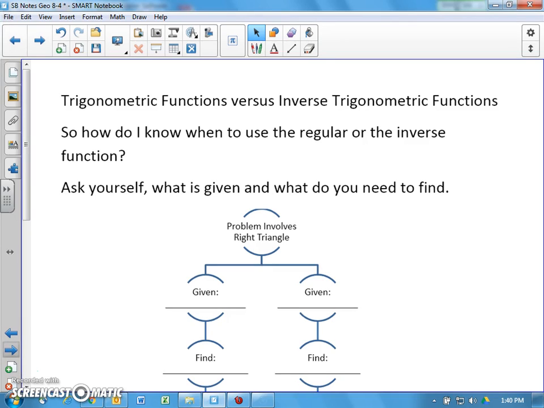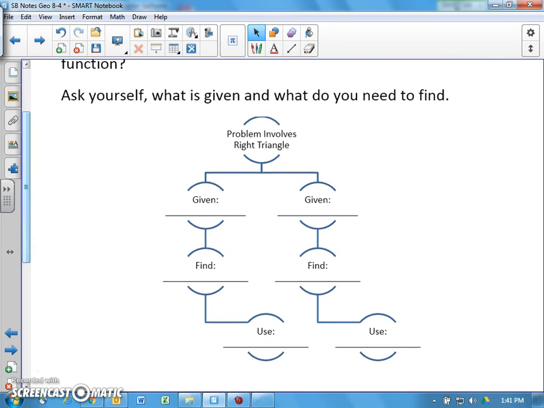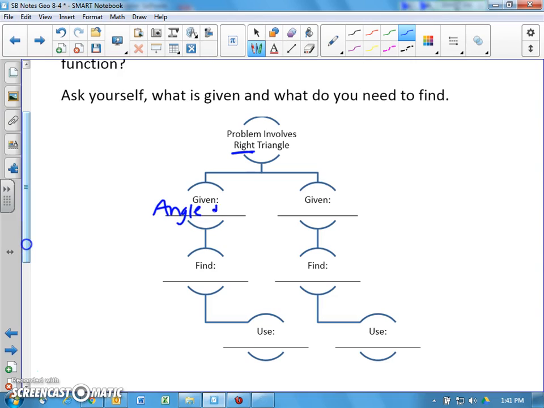So the question is, how do I know when to use the regular or the inverse of the trig function? Well, the key is what you have and what you're looking for. So if you have a problem involving a right triangle, so keep in mind we're still dealing with right triangles only because that's what SOHCAHTOA applies to. If you are given an angle and a side, then what you're trying to find is an opposite. You're either trying to find a second side, or there's some other things that you could be asked for, but primarily you'd be asked to find that other side. In this case, you're going to use the normal trig function.